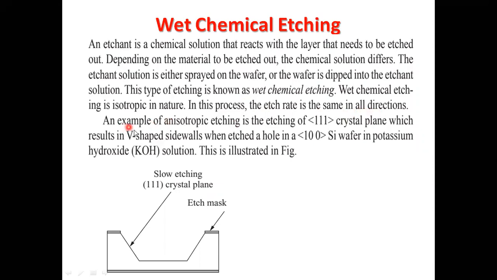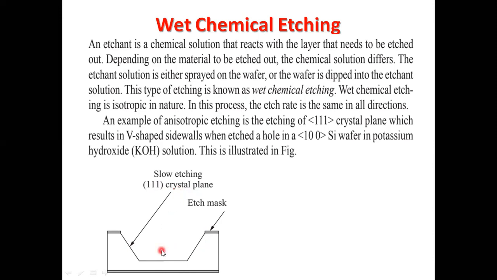An example of anisotropic etching is the etching of the crystal plane 111, which results in V-shaped sidewalls when etched in a 100 silicon wafer in the potassium hydroxide KOH solution. This is the figure. These are the etch marks, and this is an example of an anisotropic etching. This is the V cut. You can see V-shaped sidewalls are there, and there is a slow etching of the 111 crystal plane. This gives rise to the 111 crystal plane.